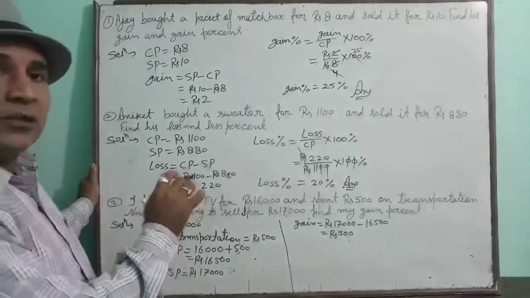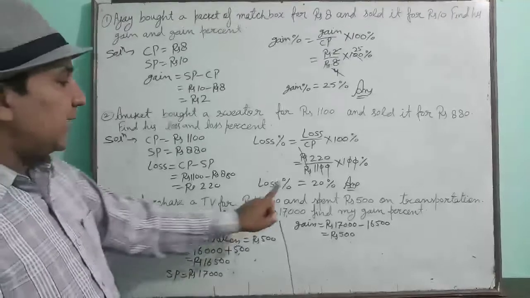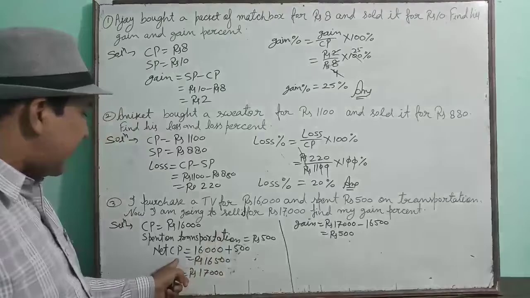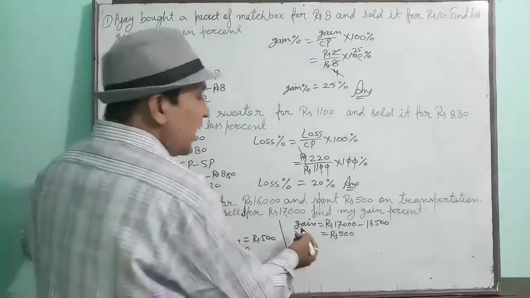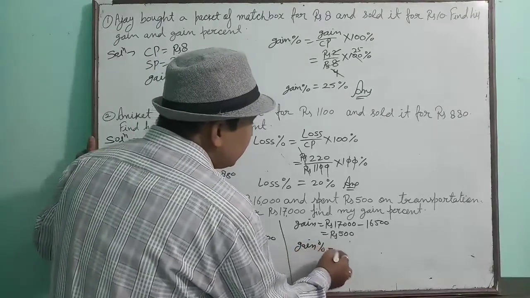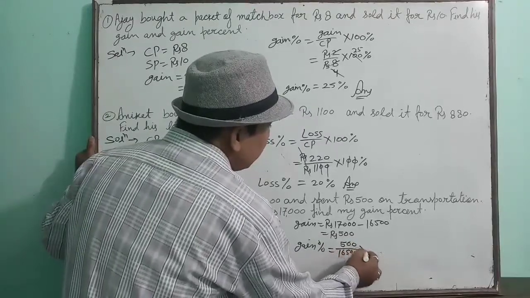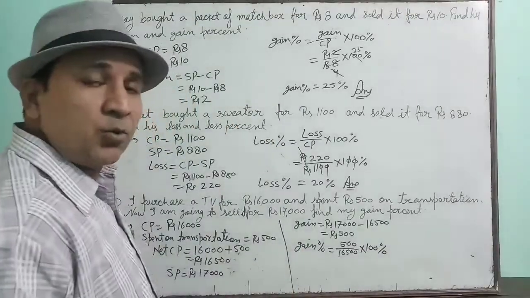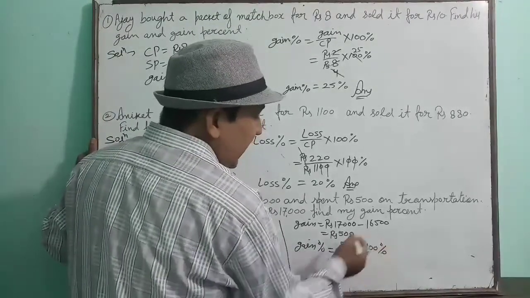Yes children, this is the noted point. If you are getting the net cost price, then in every formula, in the place of cost price, you will put the value of net cost price. This is the important point. Now if gain is 500, then what will be the gain percent, children? Gain upon cost price multiplied by 100%. This is the method how we find the gain percent. Gain upon cost price multiplied by 100.